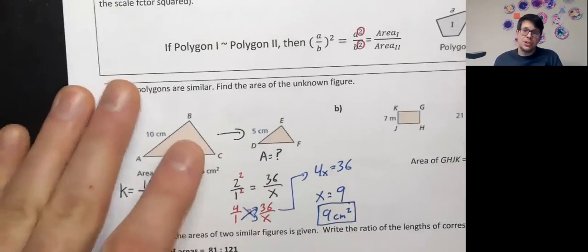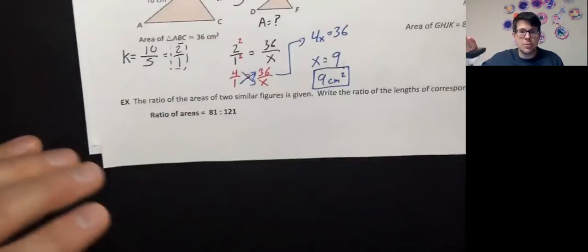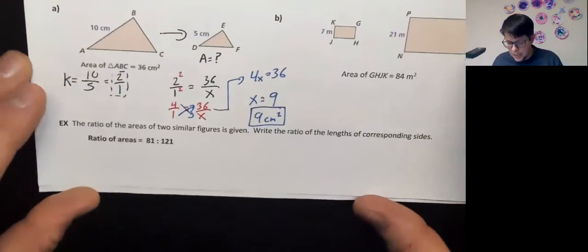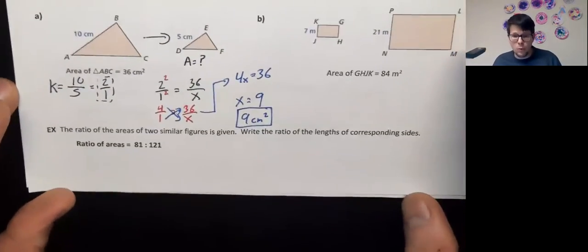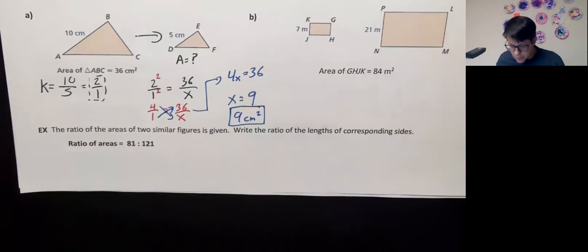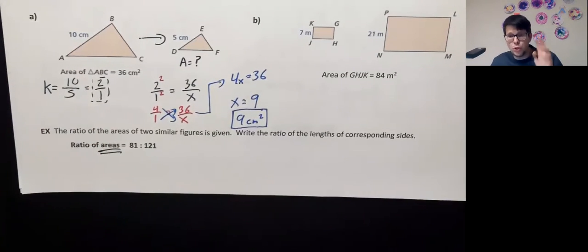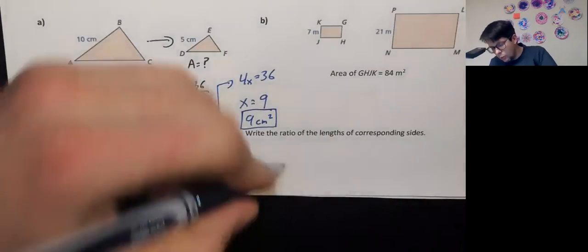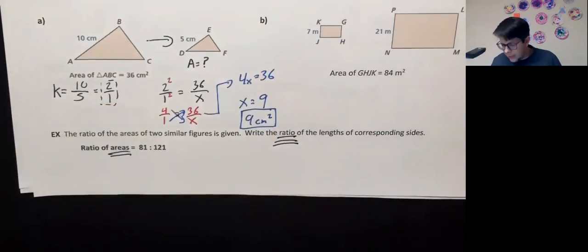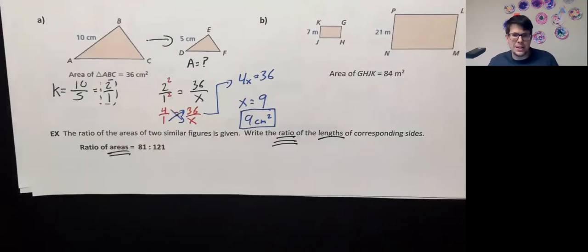Our last example is an important one. Our last example is very important because it is going to be a bit backwards. So our last example right here says the ratio of the areas of two similar figures are given. So if you take a look, we are starting with information about two areas. We have information about areas. And what we want to do is write a ratio for the lengths of the corresponding sides.